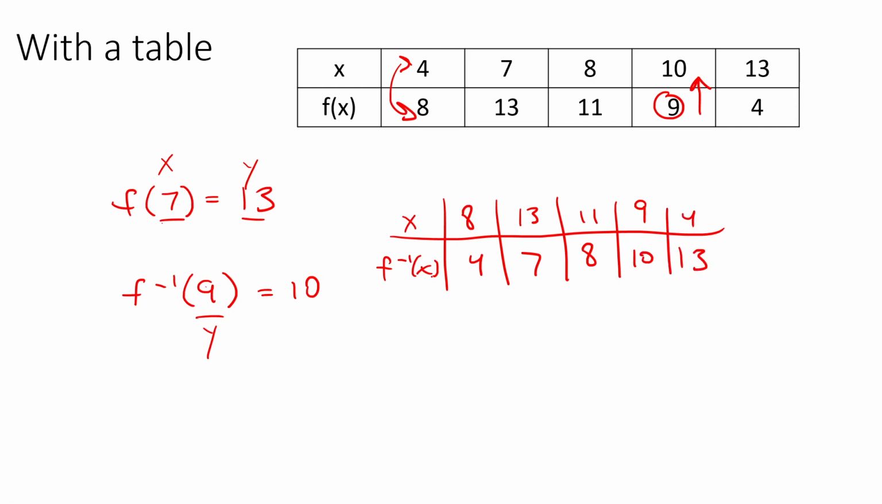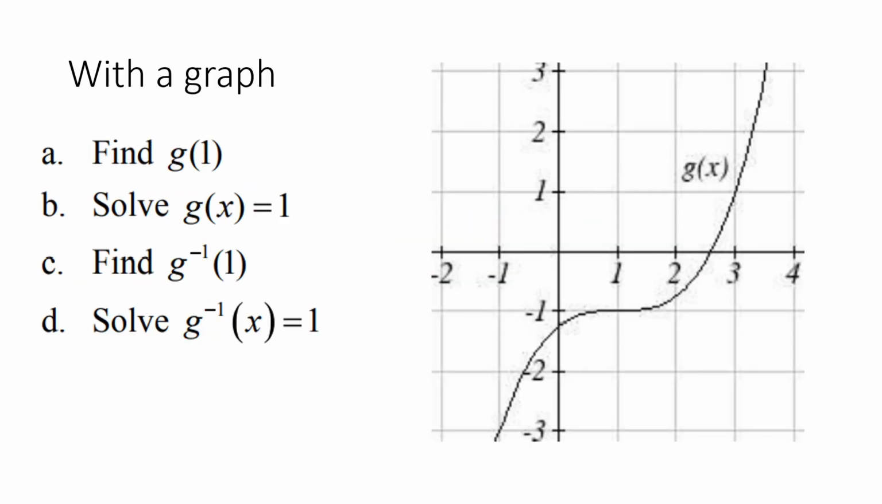Right, and so now you can look at it this way: I plug in, this is my input, and this is my output. That's another way to say it. All right, so with a table, it's very straightforward. With a graph it can be a little trickier, but we know what g of 1 means. All right, go to my graph, plug in 1, and get out -1.